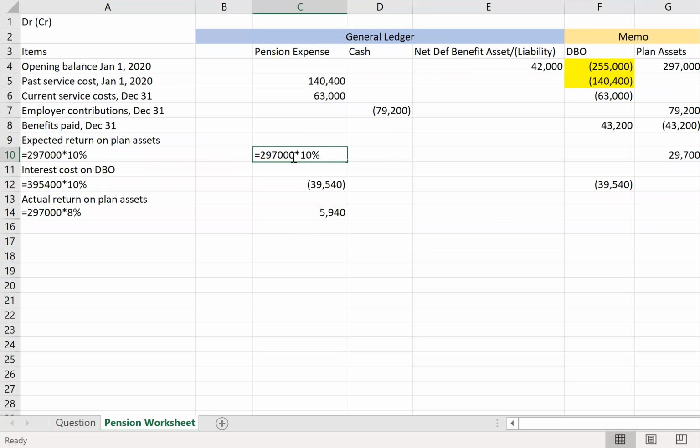So the expected return on plan assets, this should be an offset to our expense, because expense is a debit, of course, going through the income statement. So a credit would decrease the expense, and our interest cost on the DBO should be an expense. So it's the offset between these two things. So you can see our expenses are debits, interest cost on the DBO is a debit, and the expected return on plan assets is an offset to the expense. So it decreases our expense and increases the plan assets. The actual return on the plan assets, which we need to fix this formula now, is going to be an increase. This needs to be an expense.